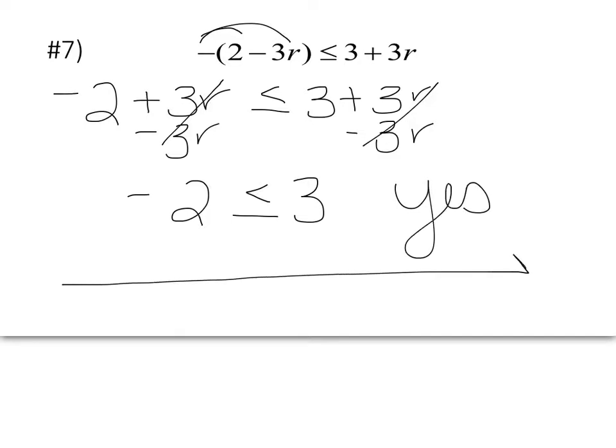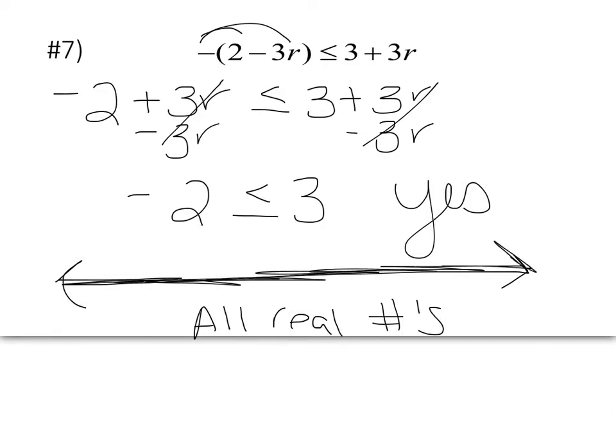So that means that your answer would be all real numbers, and your graph would just look like this, because it would be the whole graph. Everything would be covered. Okay?